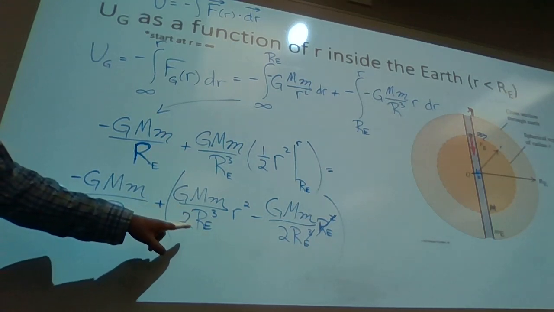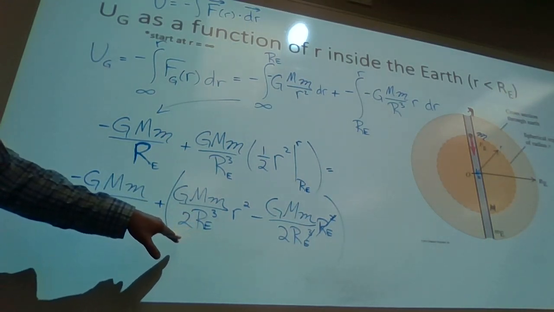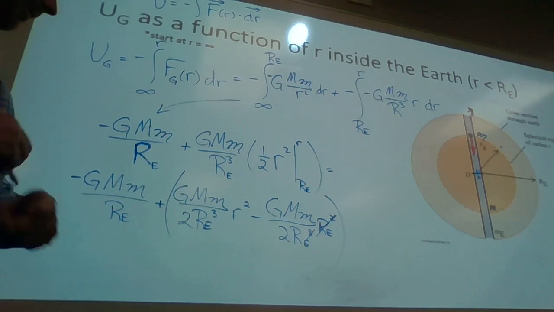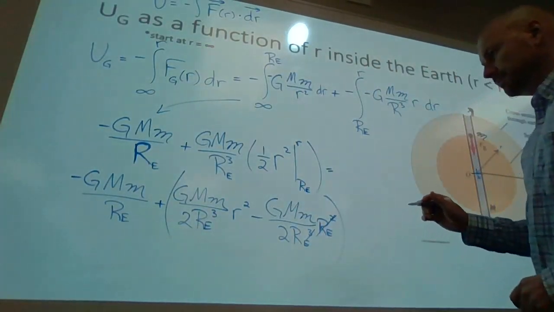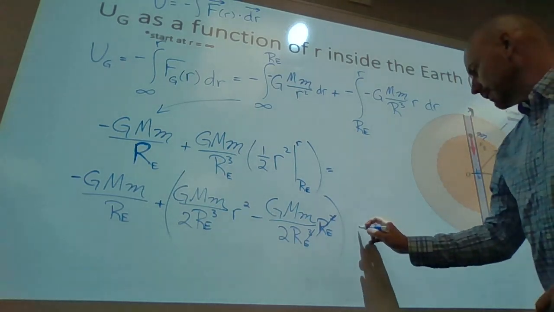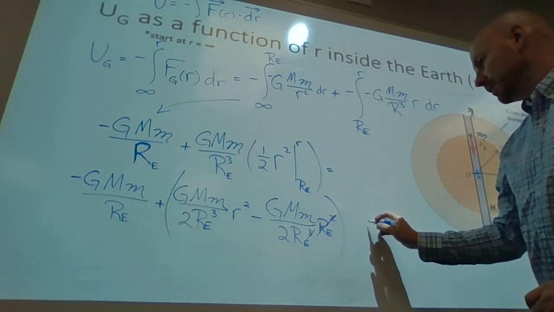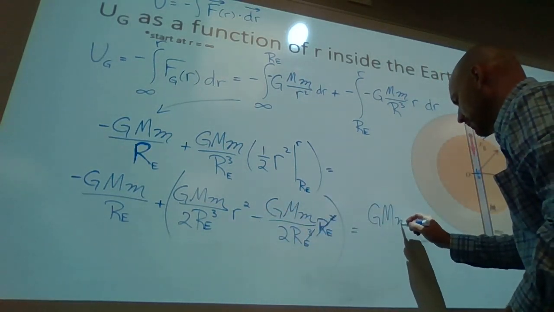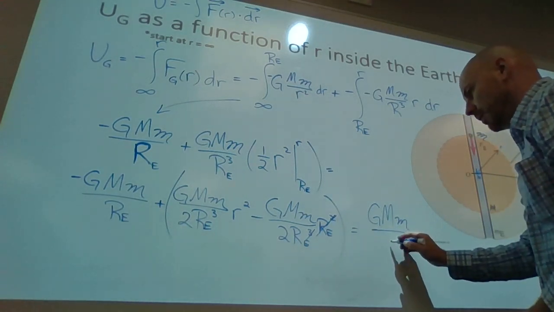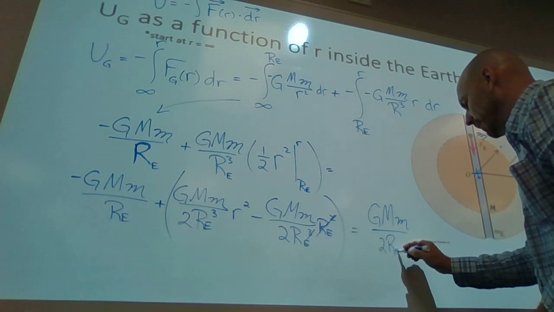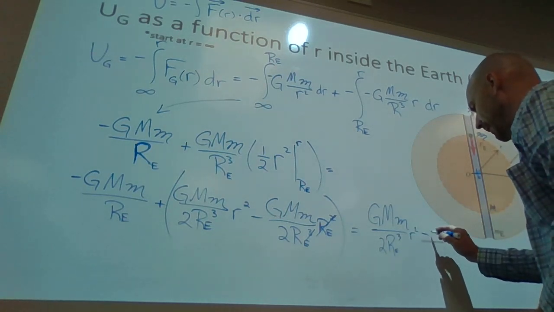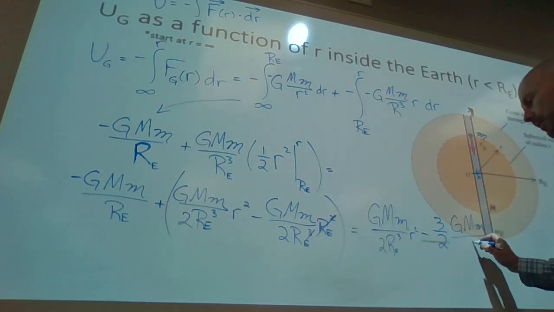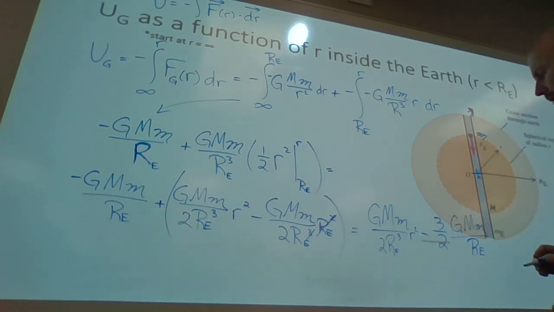And then that guy gets me, so I got equals, I'm looking at this, GM script M over 2RE, I hope I got this right, squared, minus 3/2 GM script M over RE. Can I see that?